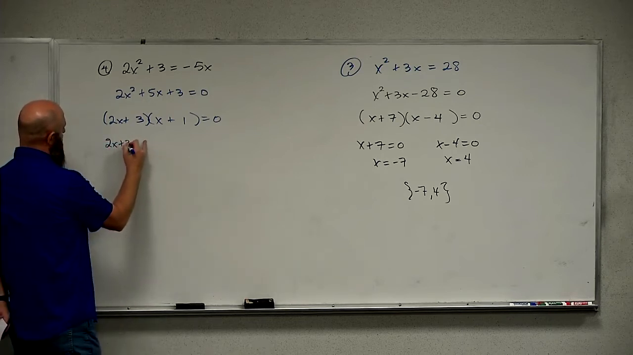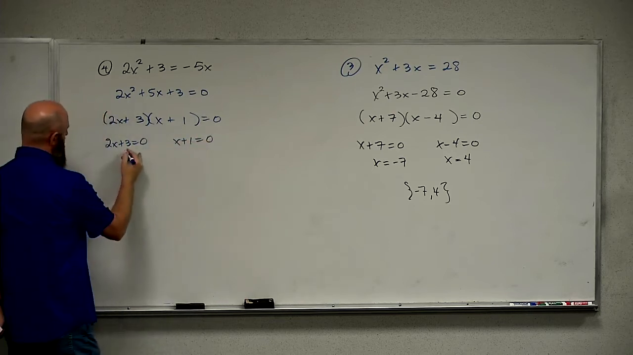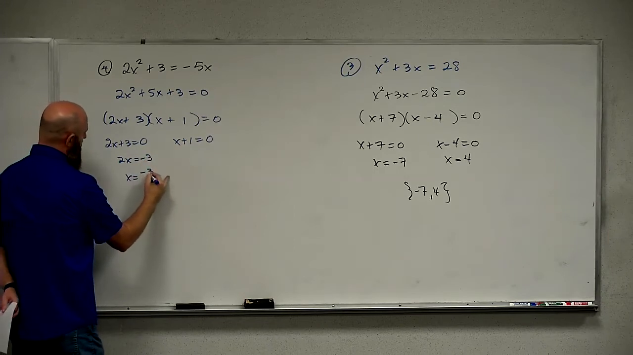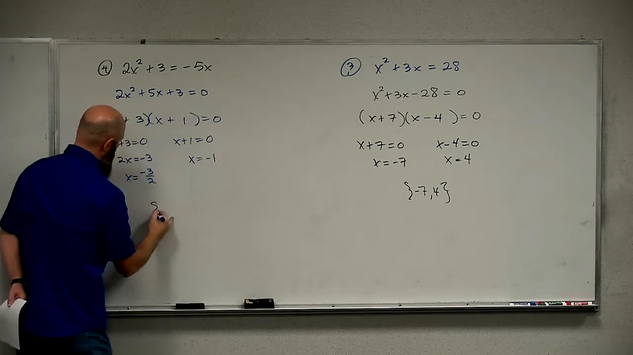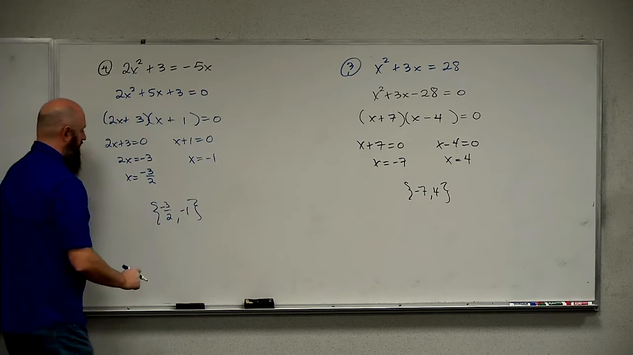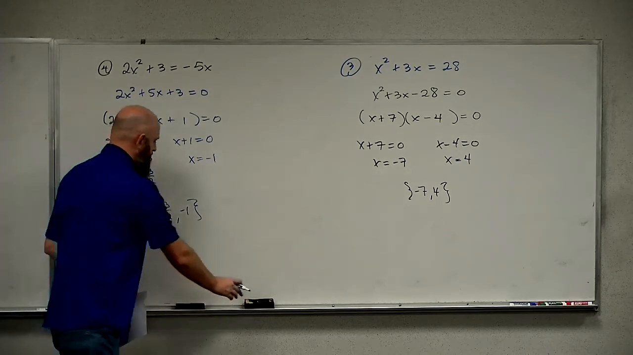All right, so 2x plus 3 equals 0. X plus 1 equals 0. So we move that over. 2x equals -3. So x equals -3 over 2, or x equals -1. And so those are our solutions for that one.